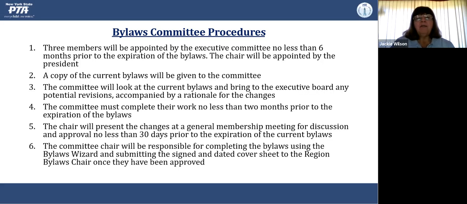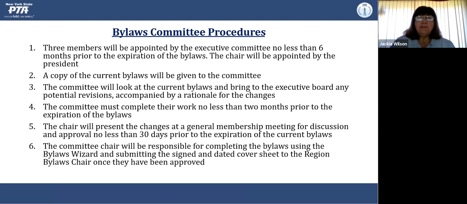No less than 6 months prior to the expiration of the bylaws, the chair will be appointed by the president. So if your bylaws expire January 1st, by June of the previous year you will want to have a bylaws committee formed, because it takes time to complete the process. Number 2, a copy of the current bylaws will be given to the committee.